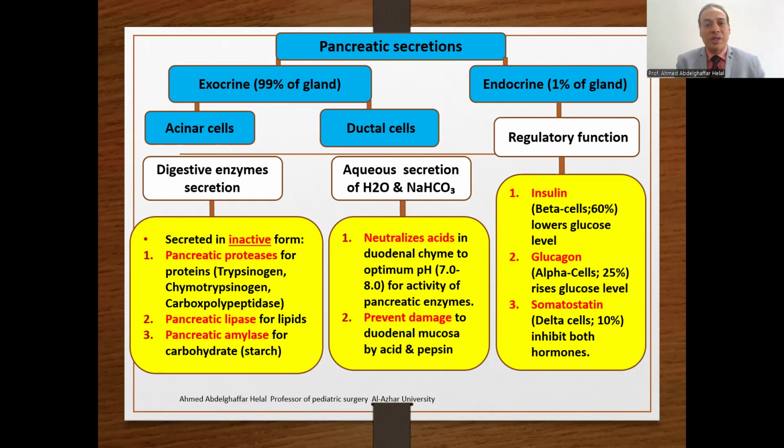The duct cells are responsible for the production of a large amount of sodium bicarbonate and water to neutralize the acidity of the acid chyme in the small intestine. On the other hand, the endocrine component is responsible for the production of hormones like insulin, glucagon, and somatostatin.